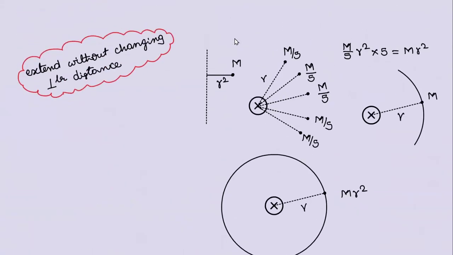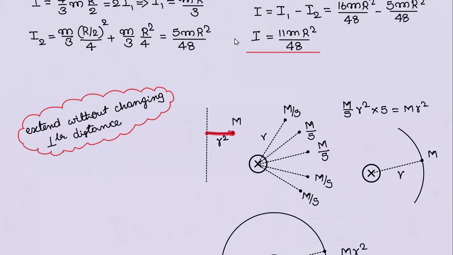Sir, I'll do one thing. Without changing R, I redistribute the mass as a sphere. So moment of inertia of a sphere or shell will be MR square. No. Why is this not allowed? Because when you take it as a shell, observe some particles are getting closer to the axis, right?